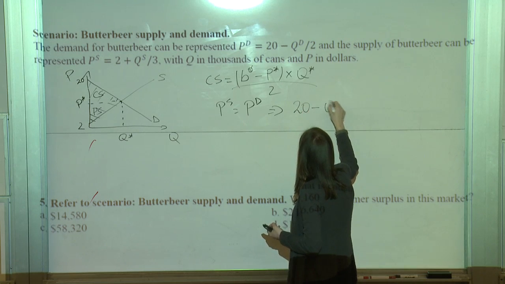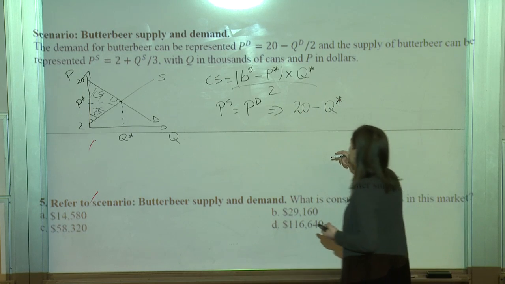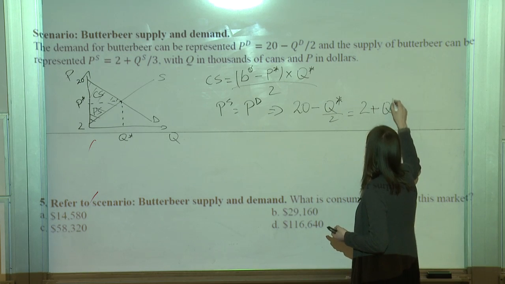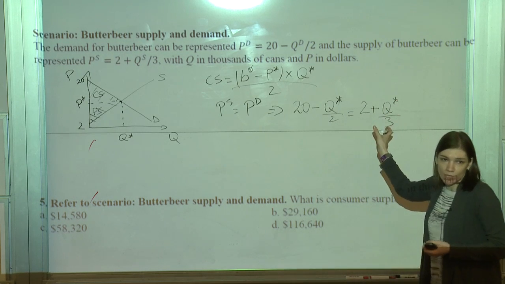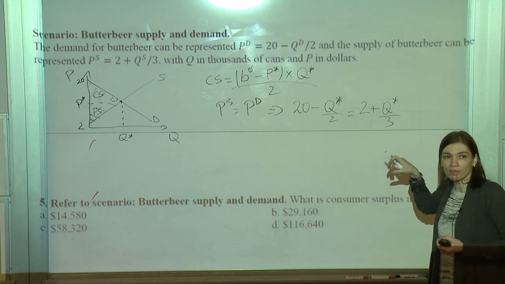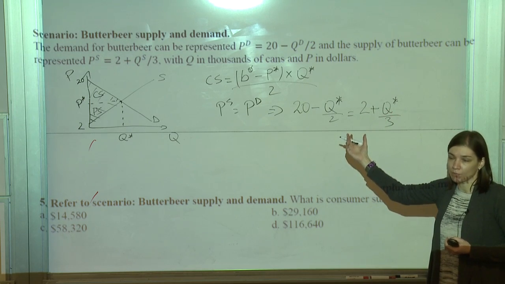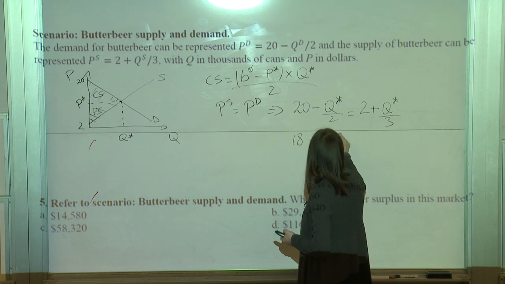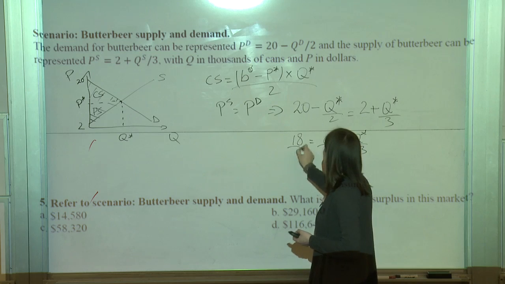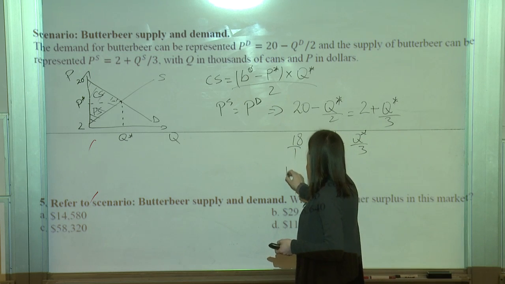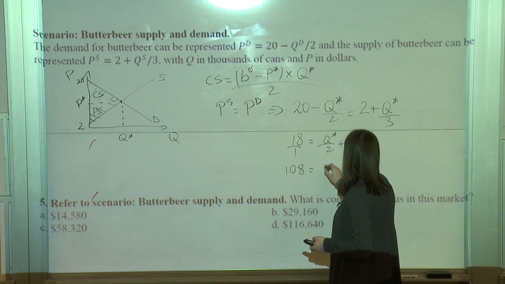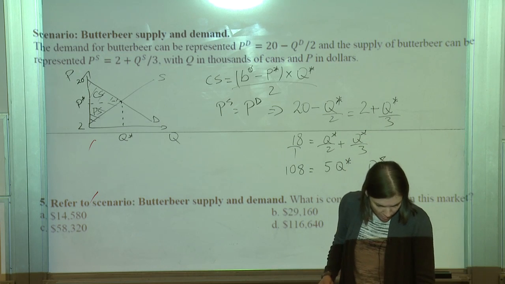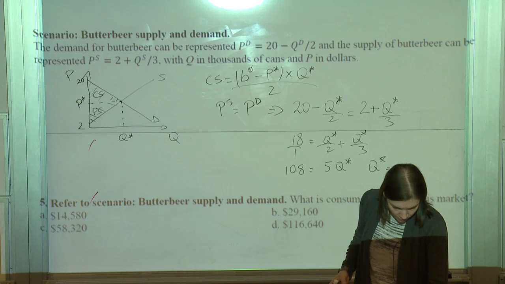So 20 minus Q, and I can call this Q star, because that's going to be the quantity in equilibrium. So 20 minus Q star divided by 2 is going to be equal to 2 plus, again, Q star divided by 3. Now I have one equation, one unknown. I can solve for the optimal quantity. Once I have that, I can just plug it in either of those equations to find the optimal price. Correct? Right, so let's see what we have. We have 18 equals Q star over 2 plus Q star over 3. The common denominator is 6. So 108 equals 5 Q star. And Q star equals 21 something, I believe. 21.6.